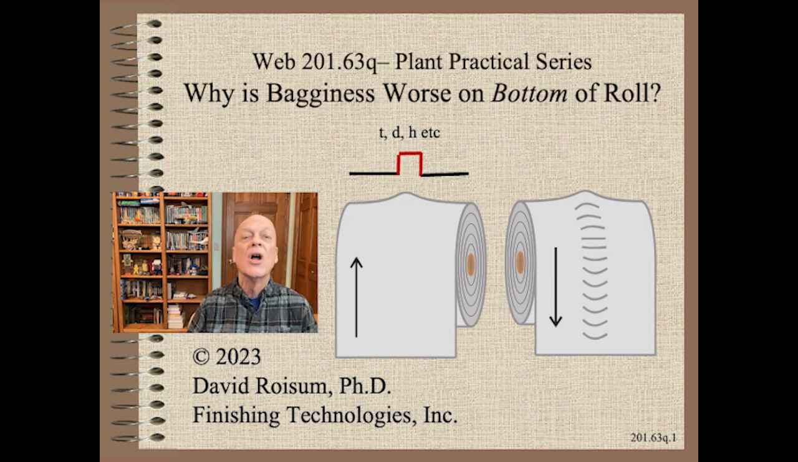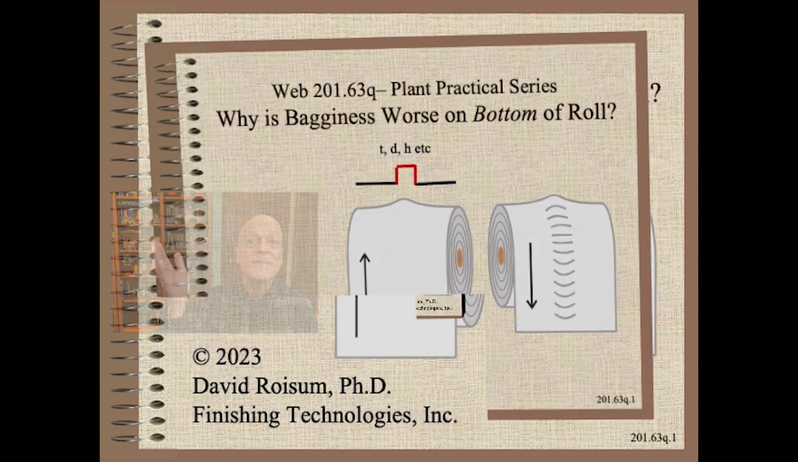In this clip, we explore why many, including myself, am puzzled about the observation that bagginess could be worse at the bottom of the roll than at the top. As we will see, this is not expected given the often purported mechanics of differential stretching and yielding over the thick spot. I know your time is precious, so let's get started.